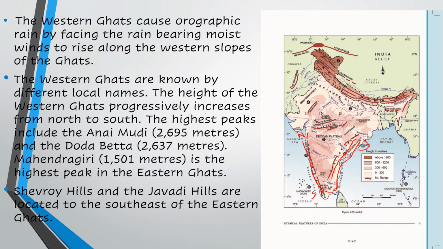Chevroy Hills and Jawari Hills are located to the southeast of the Eastern Ghats. So if this area is south, yes, this particular portion comes under east. So the Chevroy Hills and the Jawari Hills are located to the southeast of the Eastern Ghats. I hope you are understanding, children. Let us slide ahead.